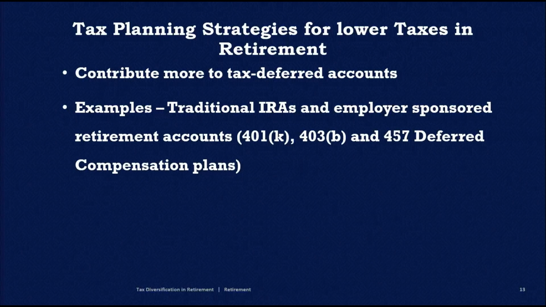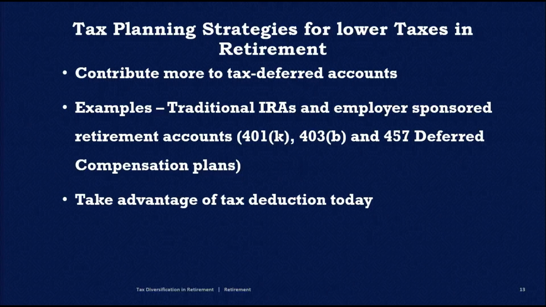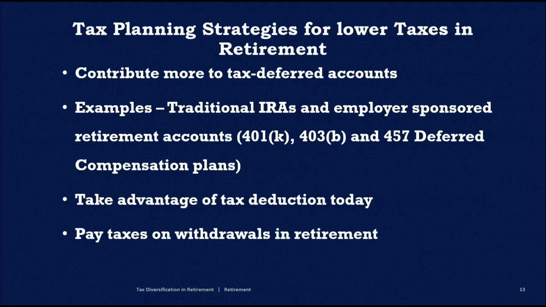That's traditional IRAs and employer sponsored retirement accounts: 401ks, 403bs, 457s, right? All those kinds of workplace plans. Because I want to take advantage of the tax deduction today. If my taxes are going to be less in the future, then how do I lower my taxes today? I can defer. This is when it's good to defer. I take advantage of the tax deduction today, and then I'm going to pay taxes on taking that money out in the future. Now, this is not, again, one size fits all. You can see how this has to be individualized, and I can't just blanketly say everybody should do this, because everyone's situation is different.